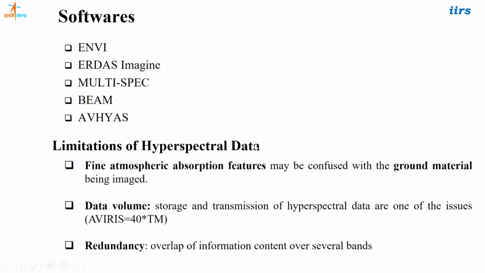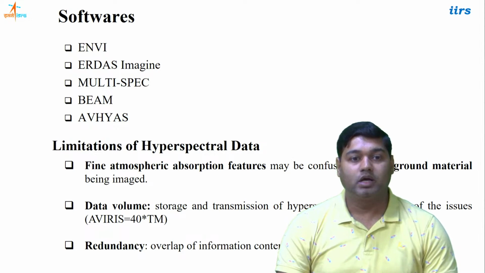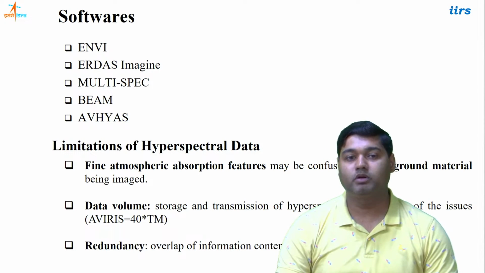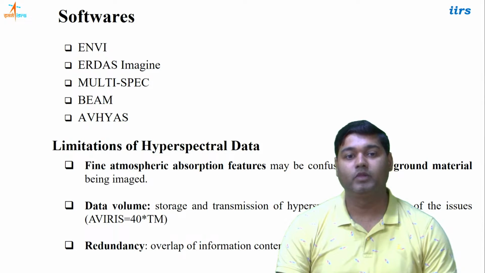Now coming to the limitations of hyperspectral data. Normally what happens is sometimes fine atmospheric absorption features may be confused with the ground material being imaged. Data volume, you can say, Everest is 40 times heavier than your Landsat Thematic Mapper. So you see the data is very heavy.